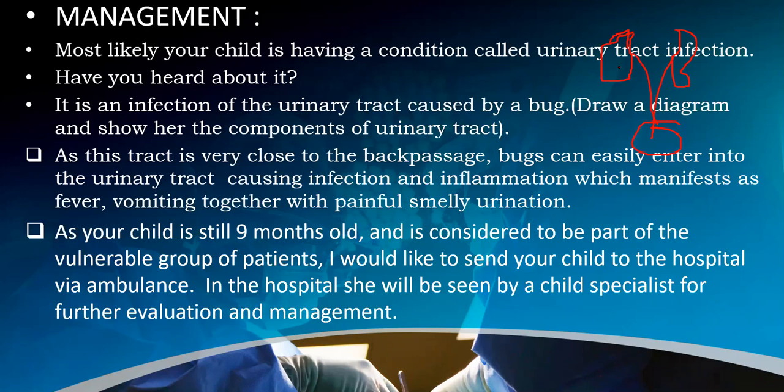Let me draw a picture for your better understanding. So this is the kidney, and from the kidney, then the water comes through a tube-like structure into the water bag called ureter, and then it passes out through the water tube outside the body. Now, the outside tract is very close to the back passes, and bugs can easily enter into the urinary tract, and then it can cause infection and inflammation, which later on manifest as fever, vomiting, and painful smelly urination, just like in your child.